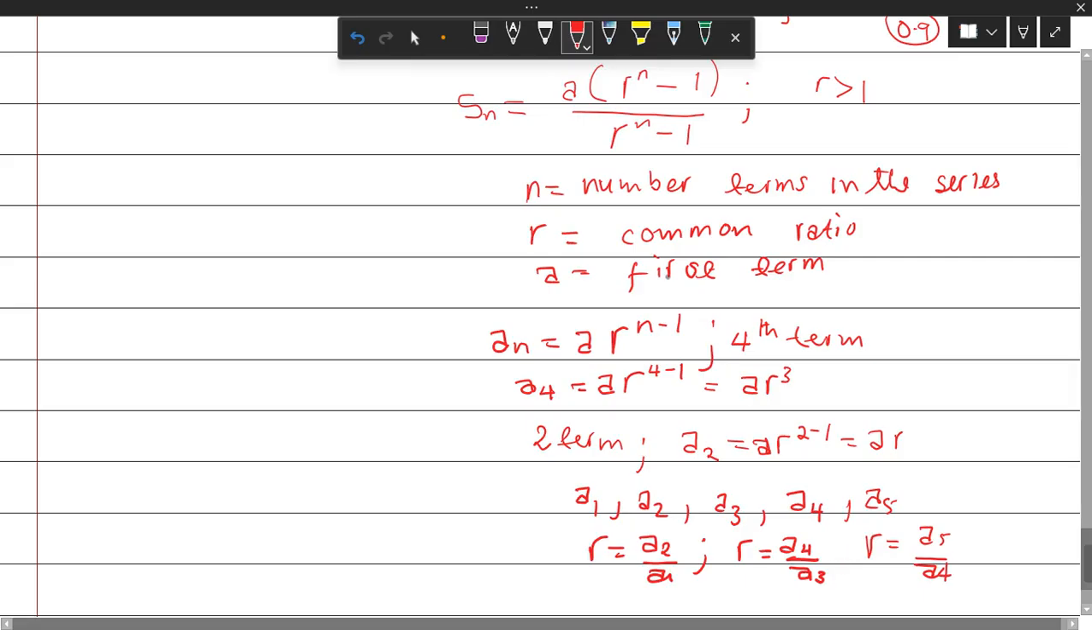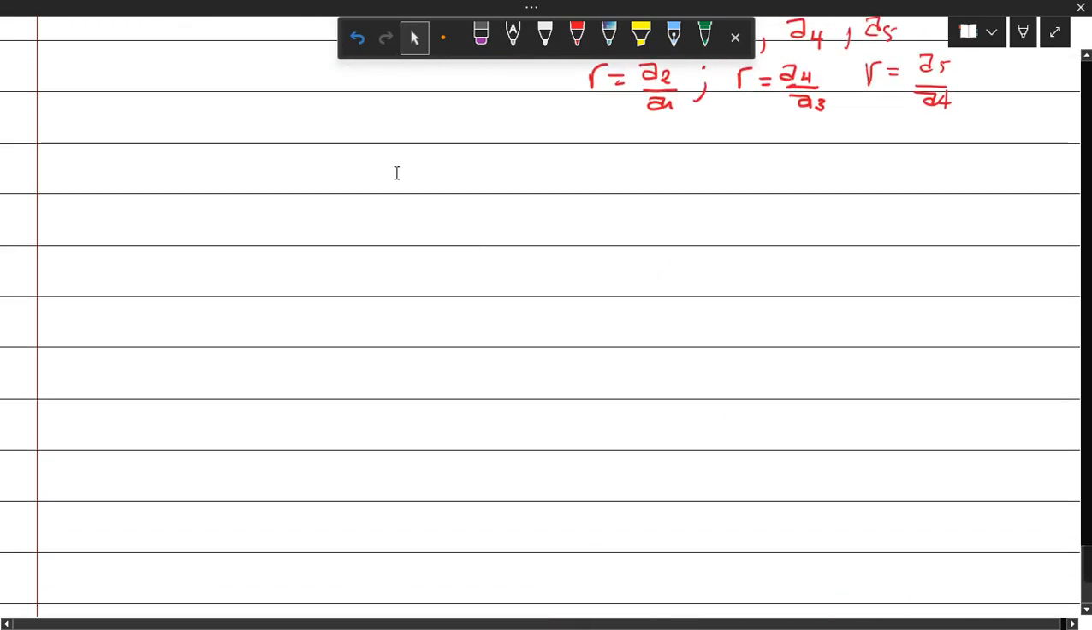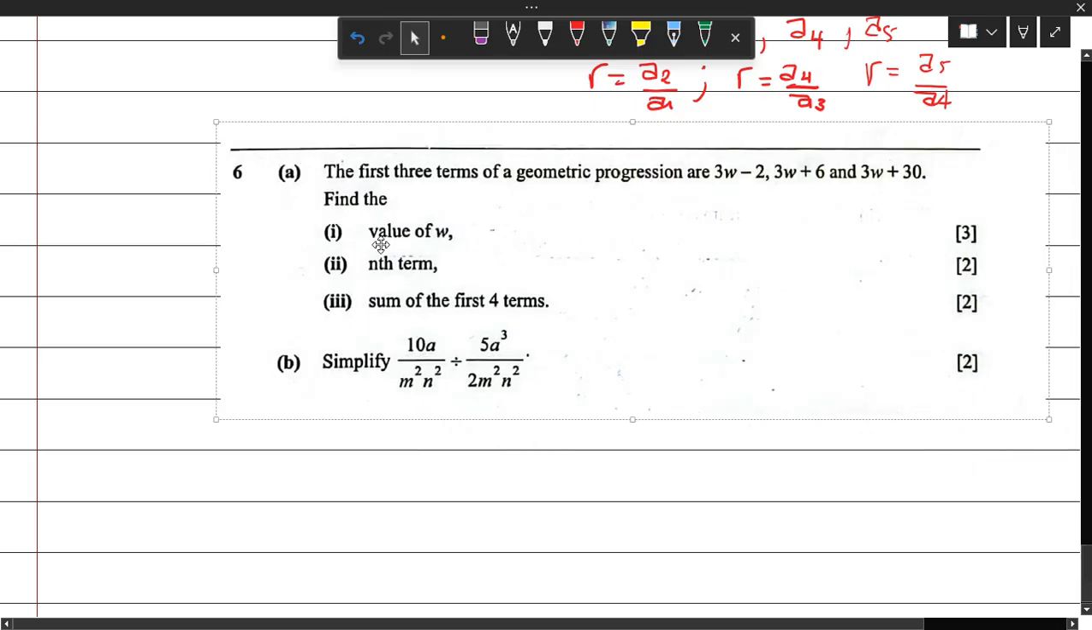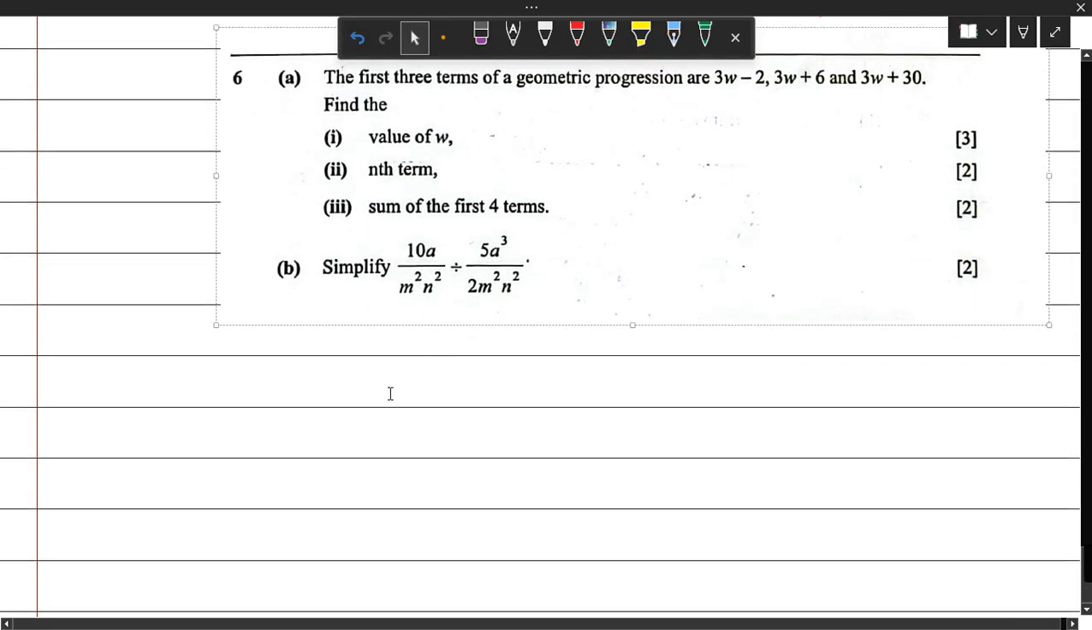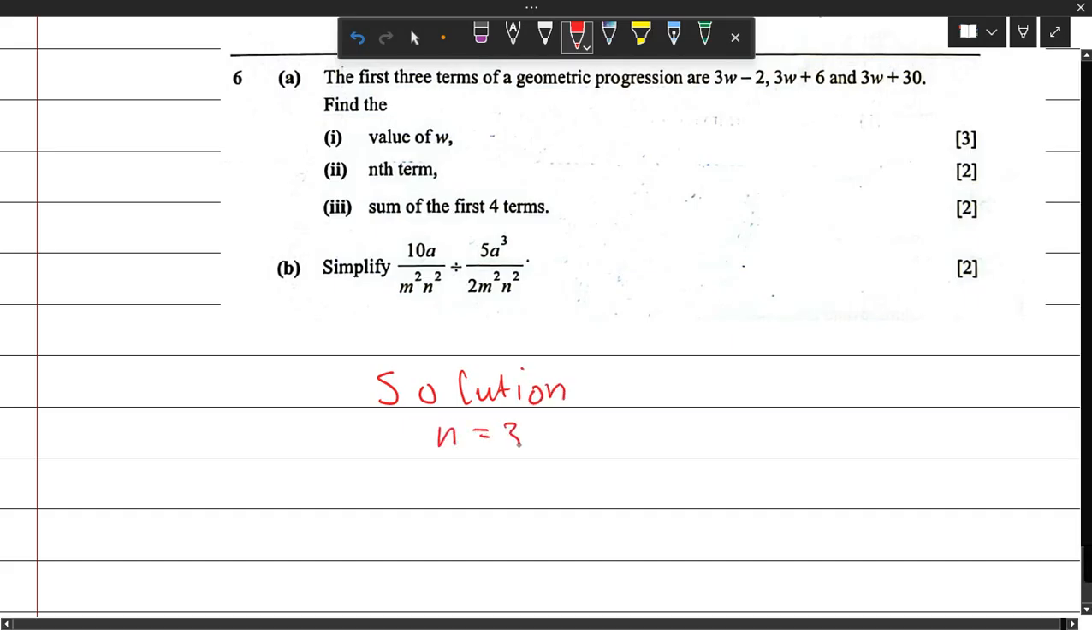Okay, so now let's get back to our question. So I'll quickly paste the question here as well, so that we can have more room to solve. So here we have 3 terms. Solution, first of all, you need to see. They have told you n equals to 3. We have 3 terms in this series.